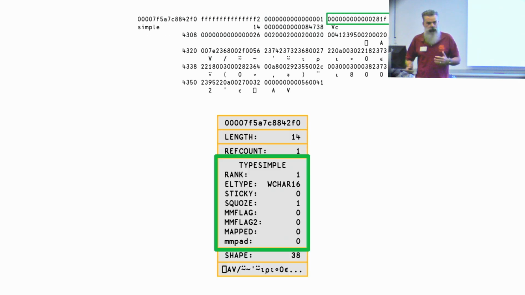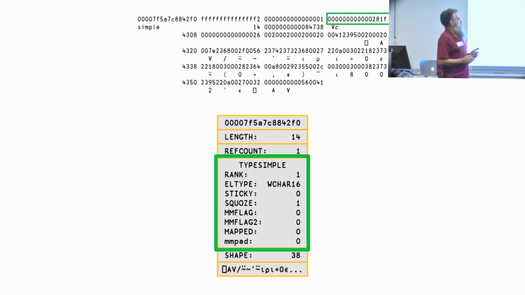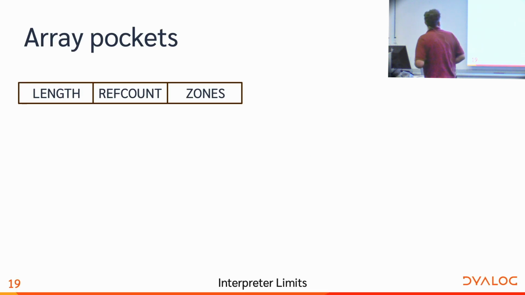And then following that in memory is the payload. Oh, hold on. I spoke quicker than I was clicking. There's the payload. And he then showed this image where what we see in the green box at the bottom is essentially information that's encoded in that zones field. Okay, so let's dig into that a little bit more.